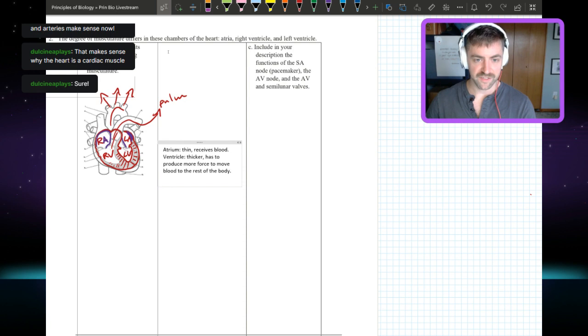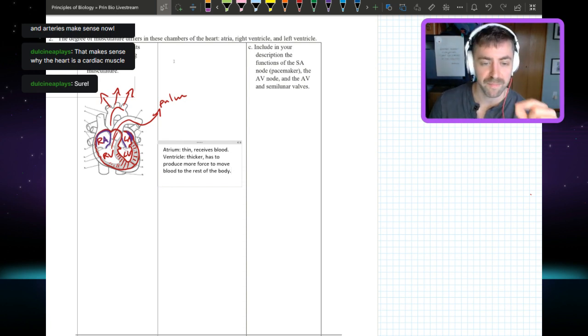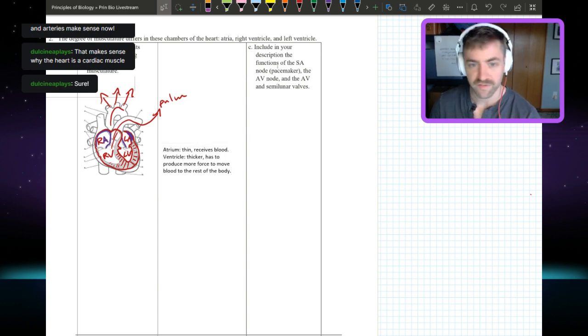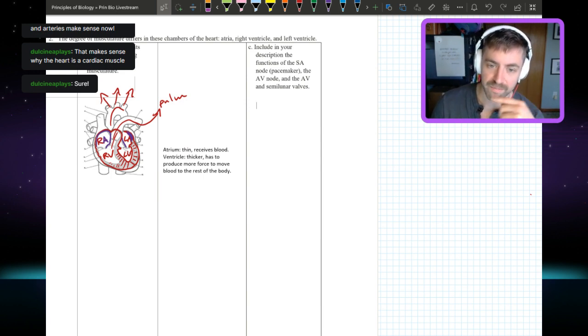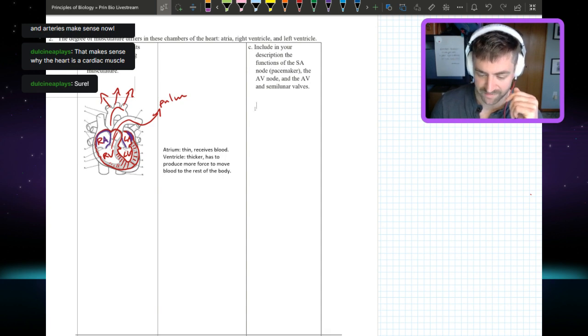So that explains why differences in musculature might exist by explaining the normal functions of each chamber. That's a sufficient summary for now. Include in your description the functions of the SA node, the pacemaker, the AV node, and the AV and semilunar valves. All right.